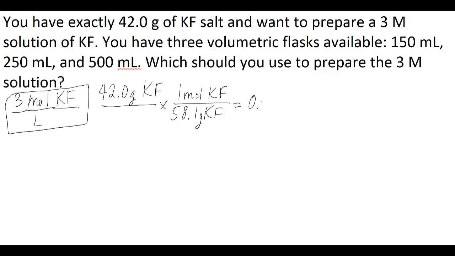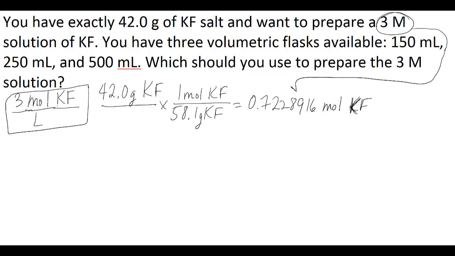So you'll get something like 0.7228916. I'm just leaving that number expanded and not rounding it to sig figs yet, because we're going to want to use that in some more calculations here. So that's the number of moles of potassium fluoride that you have to work with. So now you want to find out which of those 3 volumetric flasks would be the best one to use. So you want to figure out basically the volume that would get you to that 3 molar solution of potassium fluoride, given that you have this many moles of potassium fluoride to work with.